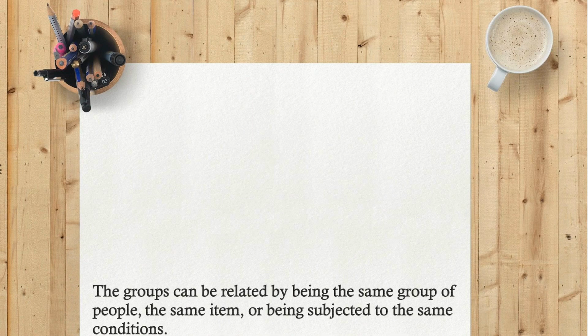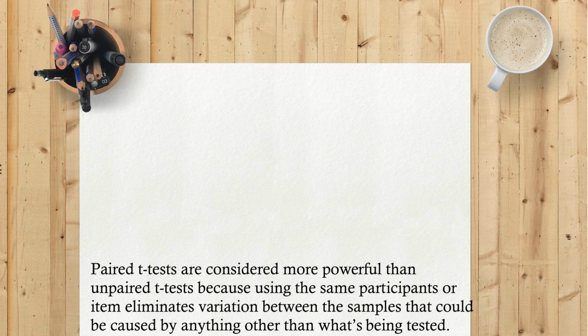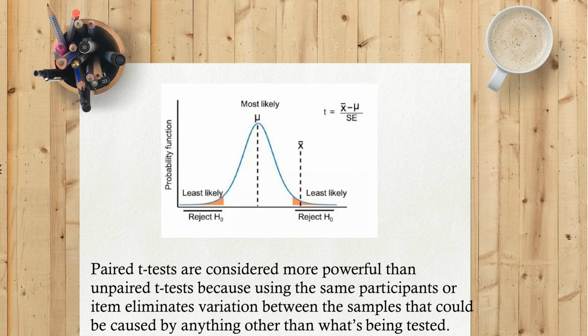The groups can be related by being the same group of people, the same item, or being subjected to the same conditions. Paired t-tests are considered more powerful than unpaired t-tests because using the same participants or item eliminates variation between the samples that could be caused by anything other than what's being tested.